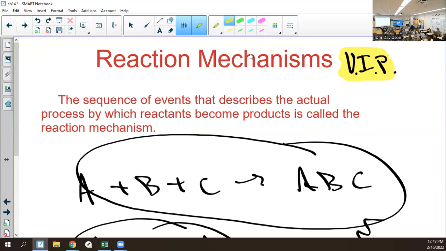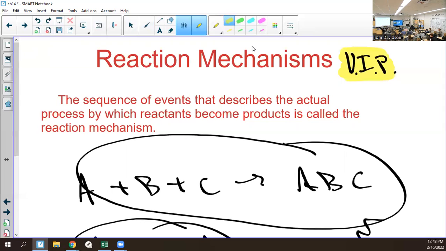Okay, any idea what VIP stands for? Very important personnel. Close. Very important process. Very important product. Principle. Very important principle. This is on the test a lot. And the good news is, in my opinion, it's a lot easier than everything we've done. Not what we just did, like drawing that graph, that's pretty easy. This is easier than the math.